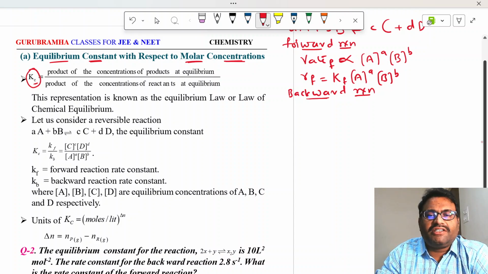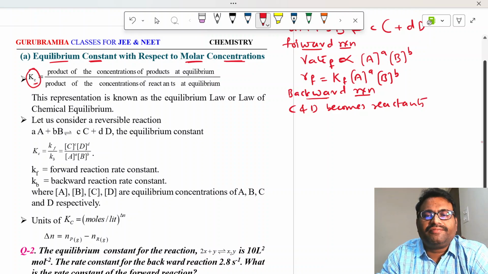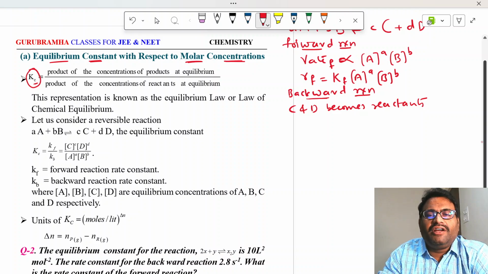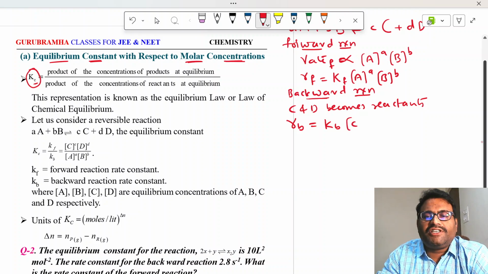For the backward reaction, C and D become reactants, and A and B become products. As C and D are reactants, we can also apply the rate law or law of mass action to this. If you apply that, the rate of backward reaction is equal to Kb into concentration of C power c and concentration of D power d.